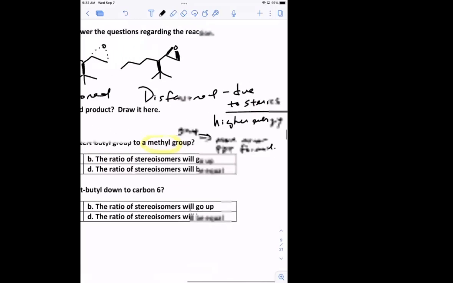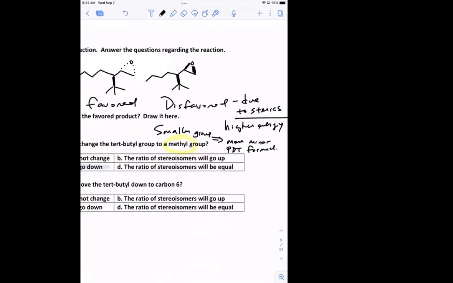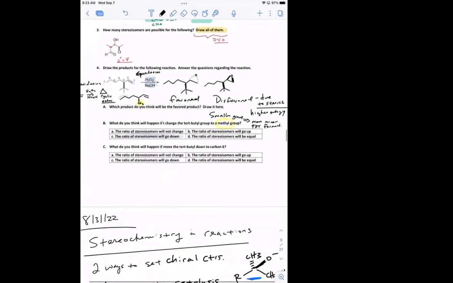All right, so remember, this is all based on two ideas of either size or proximity. So the size of the group matters, and then where it's located matters. Right, so let's look at the next question.